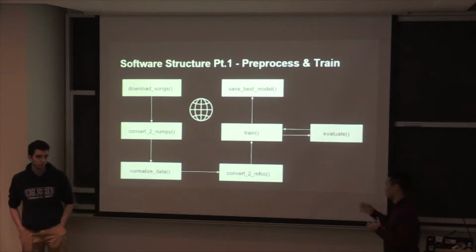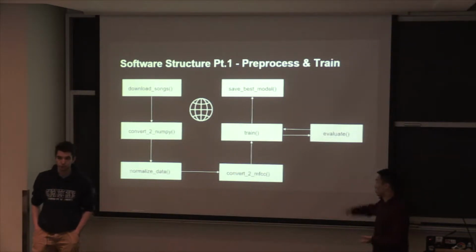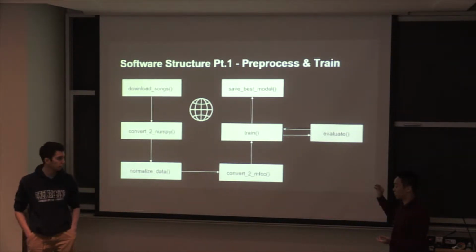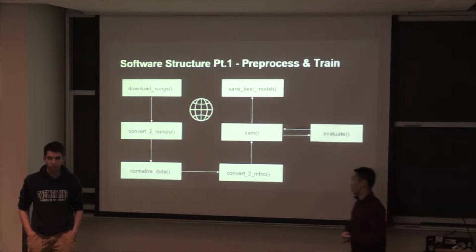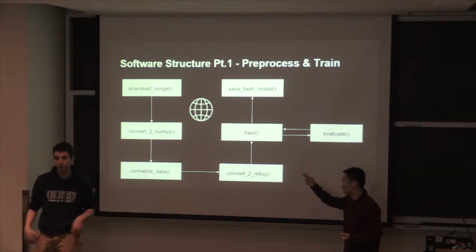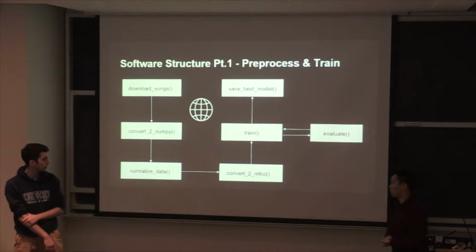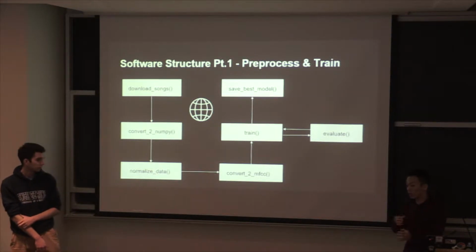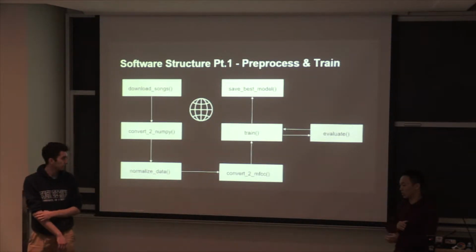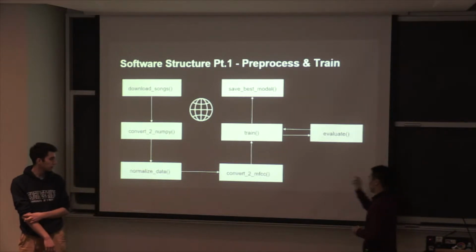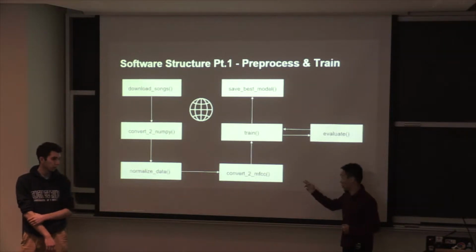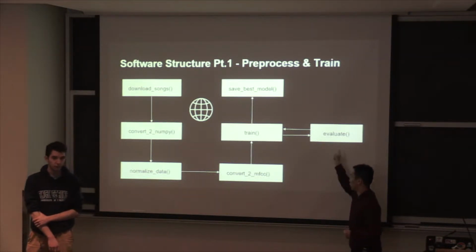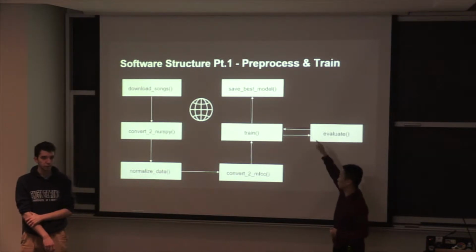So let's go over the basic structure of our software. In our pre-processing and training part, we first download the songs from the Spotify API. We convert them to a NumPy array. We normalize it to eliminate any differences in volume. And we convert it to MFCC coefficients. We then run the training and validation loops, and then we save the best model.